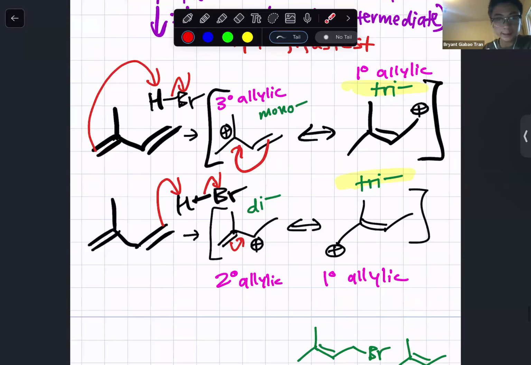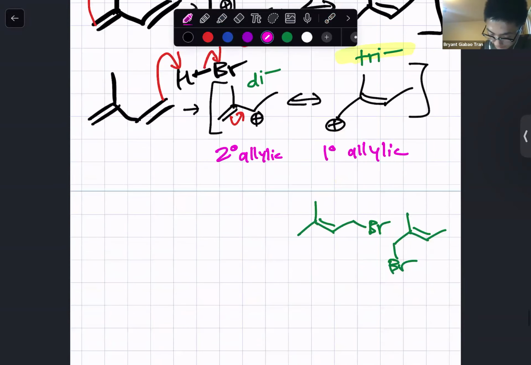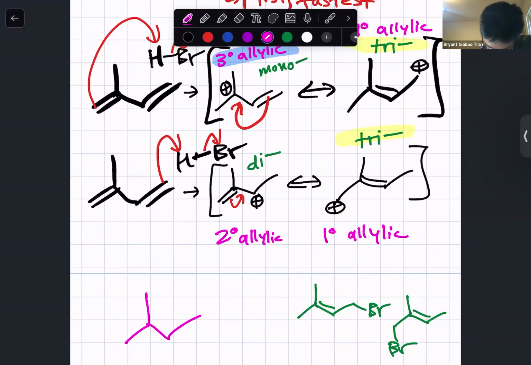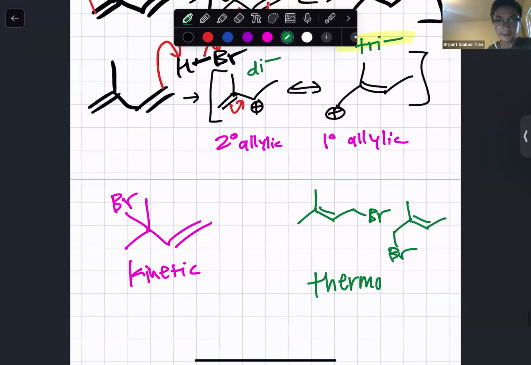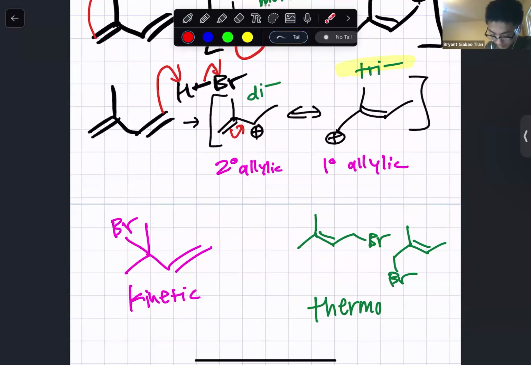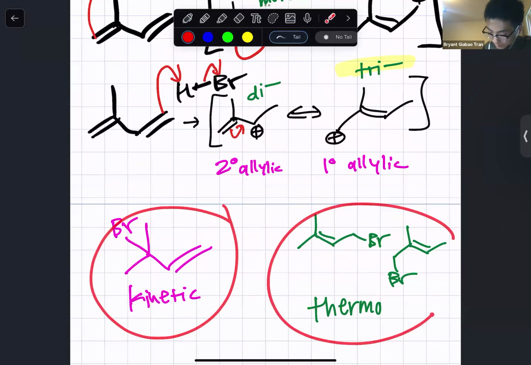Now, there's only one kinetic product here, and that one kinetic product is this tertiary allylic intermediate here, because that is the most stable intermediate. It's more stable than the primary allylic, more stable than secondary allylic, more stable than that primary allylic. So this is our kinetic product. This is our thermodynamic product there. Right. Came from the more stable intermediate, gives us the more stable alkene double bond.